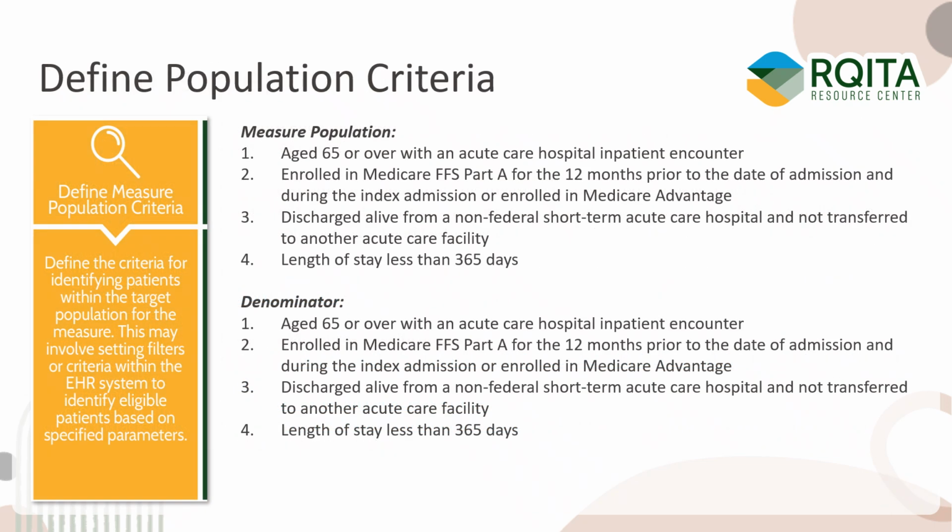After you've prepared, you'll need to dive into the criteria for capturing eligible patients within the target population. For the hybrid HWR measure, the population and denominator will include all patients aged 65 years of age and older with an acute care hospital inpatient encounter, enrolled in Medicare Fee-for-Service Part A for the 12 months prior to the date of admission and during the admission, or enrolled in Medicare Advantage, who is discharged alive from a non-federal short-term acute care hospital and not transferred to another acute care facility with a length of stay less than 365 days. It's important to note that there is no sampling for this measure. Hospitals should report all cases that apply to the population criteria.